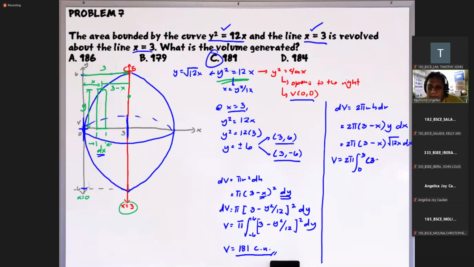So then this will be 3 minus x, diba? So square root of 12x dx. So again, kayo na yung bahala mag-solve nito. So diretso nyo na lang sa calculator. Makukuha nyo dito yung 181. Okay? So pareho lang yung lalabas. Diba? And again, yung final solution natin is by using Pappus theorem.